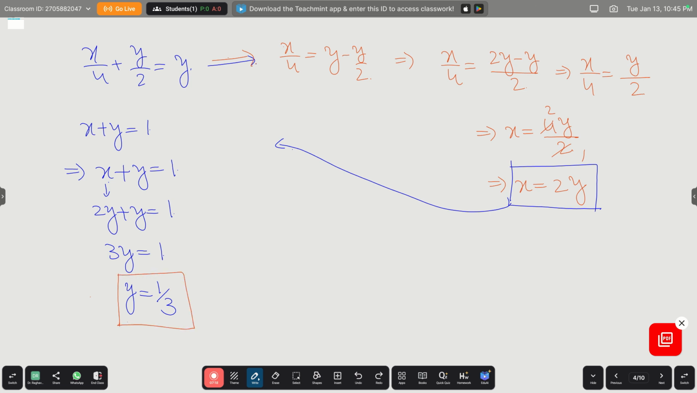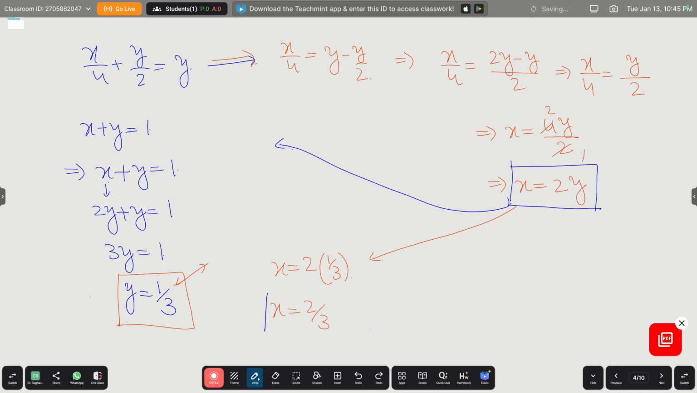Now I need to get the value of x. That's very simple because there is a relationship between x and y. So x is equal to 2y, where y value is 1 by 3. X is equal to 2 into y, 2 into 1 by 3, which gives me x is equal to 2 by 3.